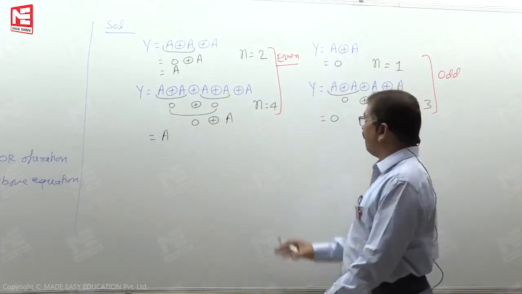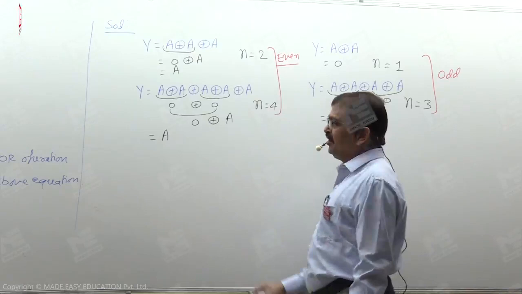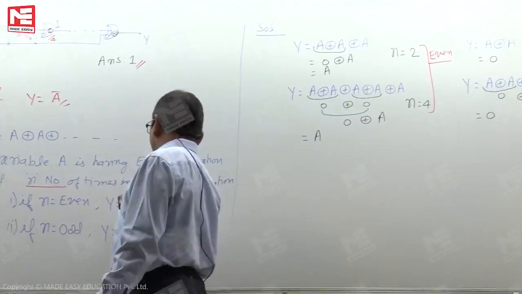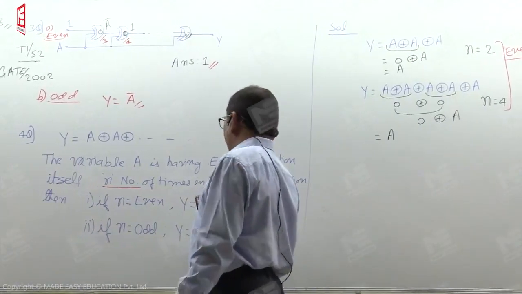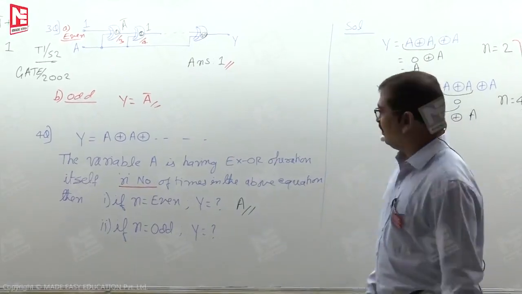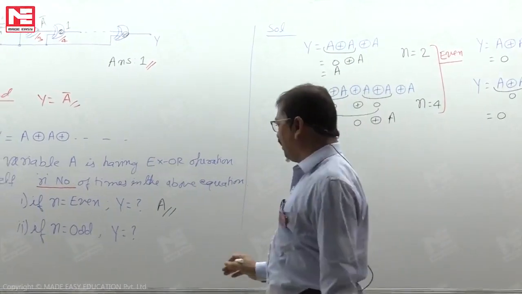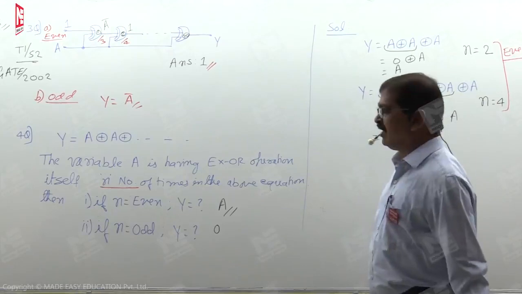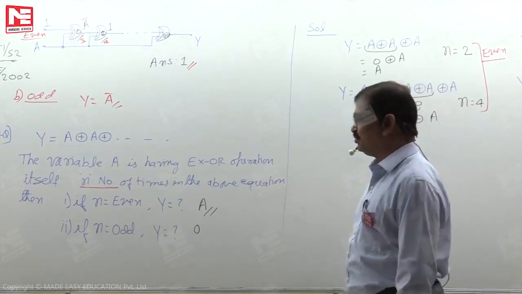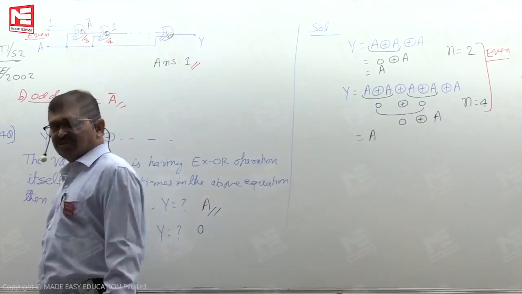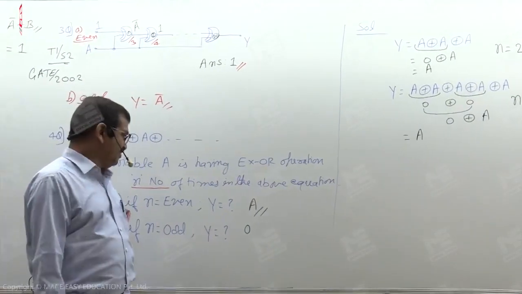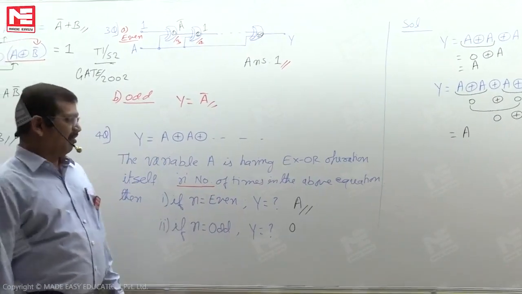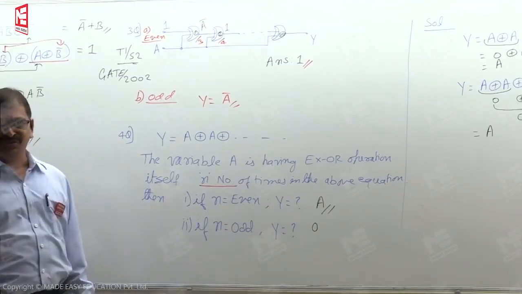So, what is the conclusion? Whenever n is even, we have output y equal to A. And whenever n is odd, we have output equal to 0. So the answer to this question: for the first case, whenever n is even, the answer is A. And whenever n is odd, the answer is 0.